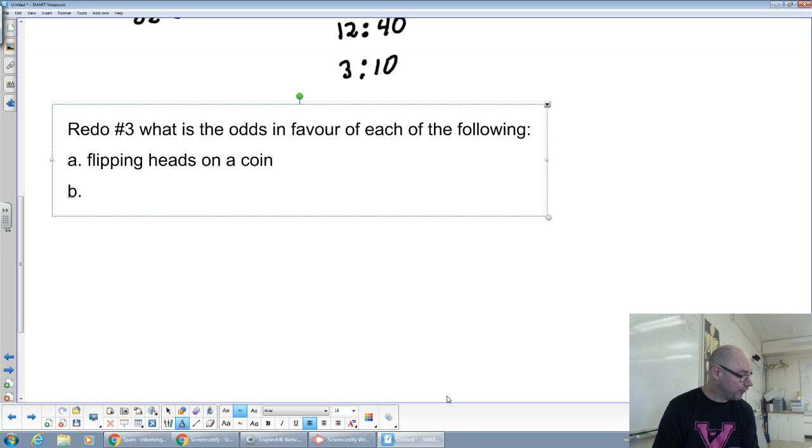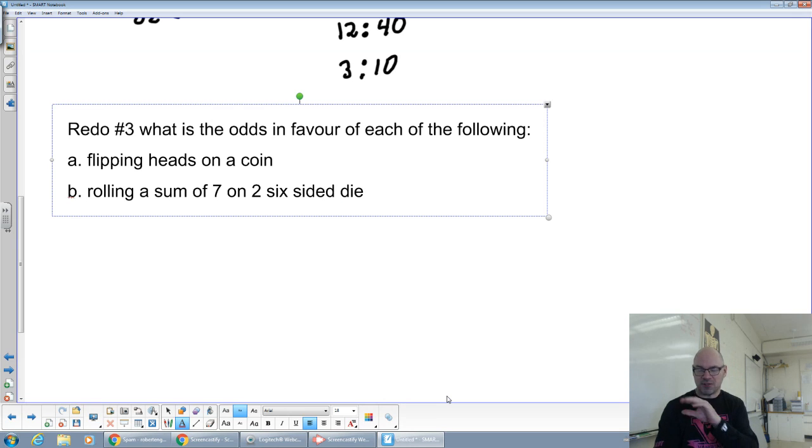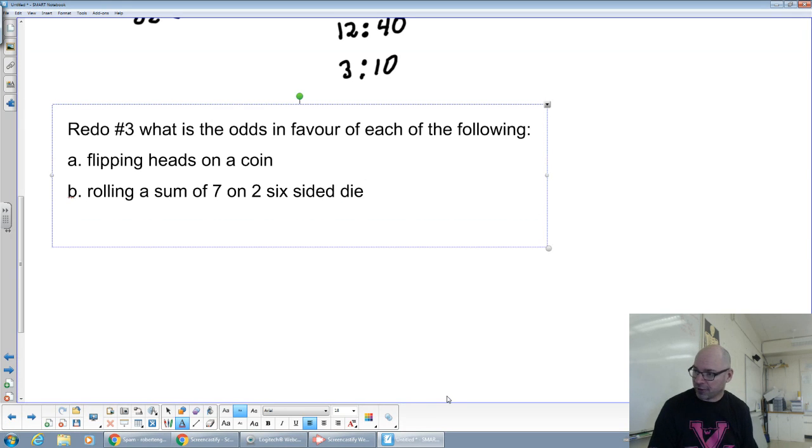Okay, B was a six-sided die one. Let's say rolling a sum of 7 on 2 six-sided dice. Okay, so you're just looking at favorable ones are all the 7s, and then everything else is unfavorable. Okay, so don't forget that.